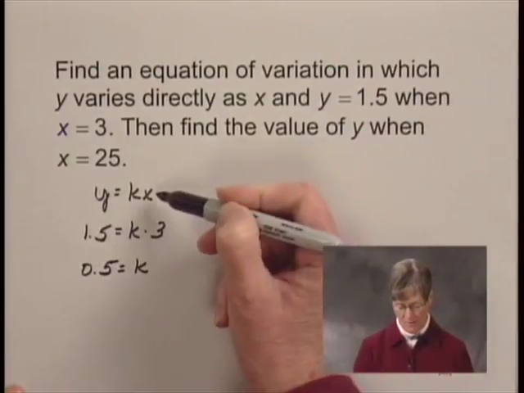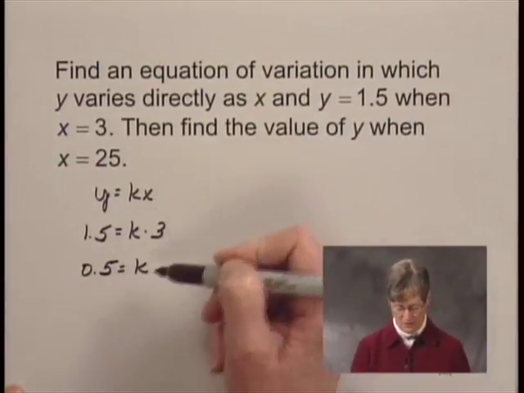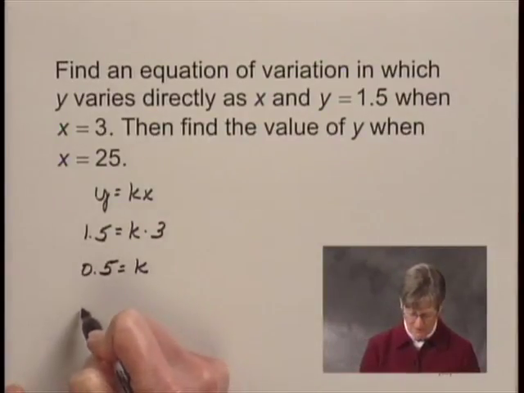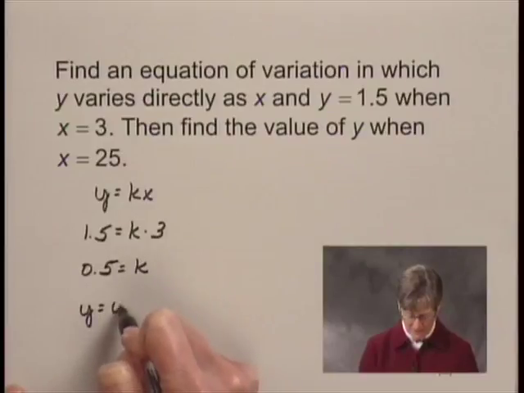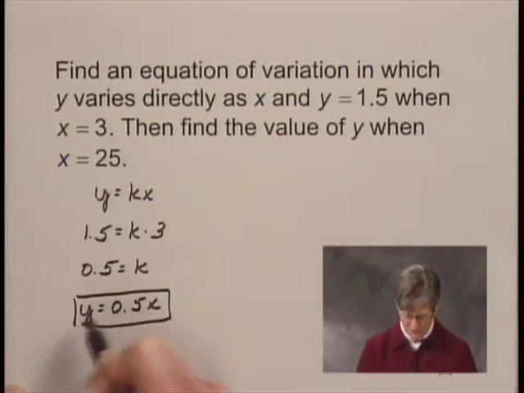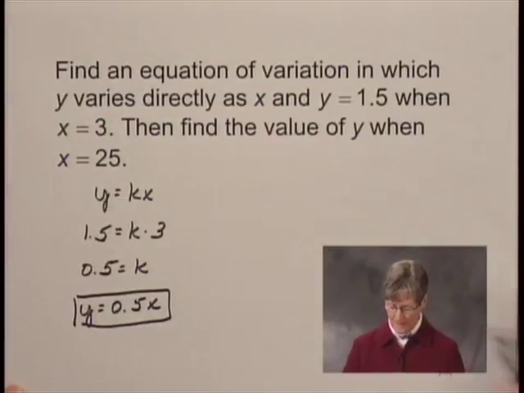0.5. So if I go back to this equation and substitute 0.5 for k, I have the equation of variation, and it is y equals 0.5x. So this is the first thing that we were asked to find. Now we want to find the value of y when x is 25.